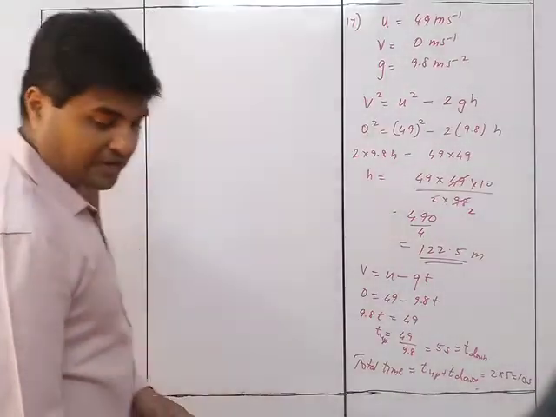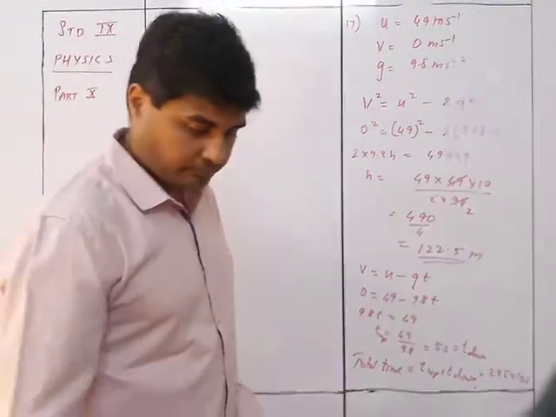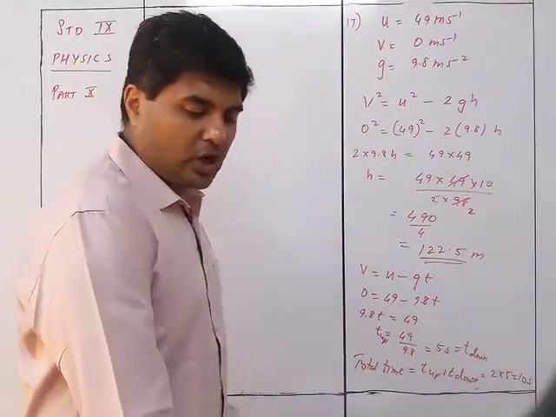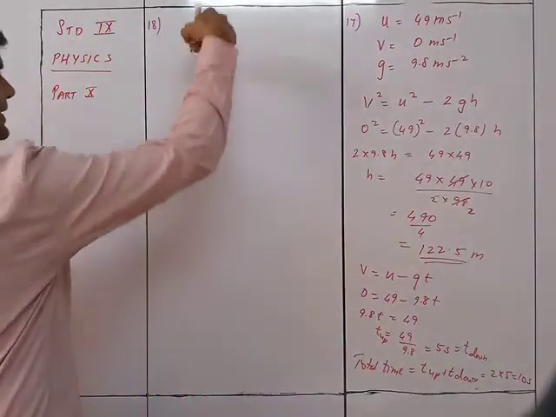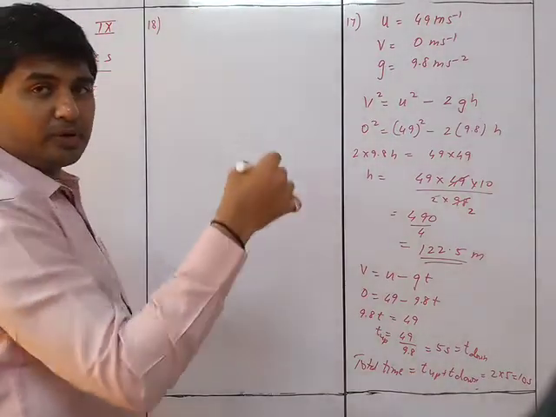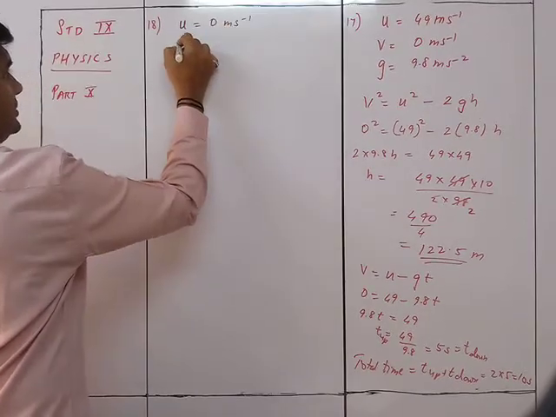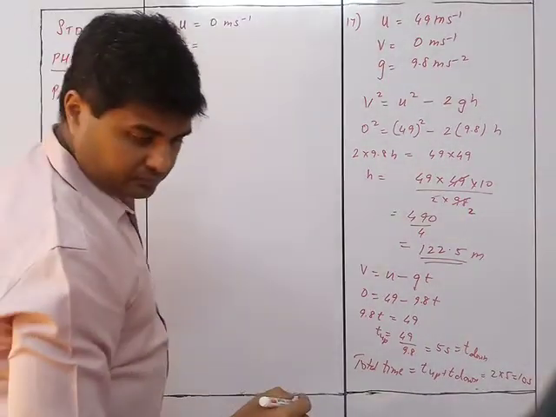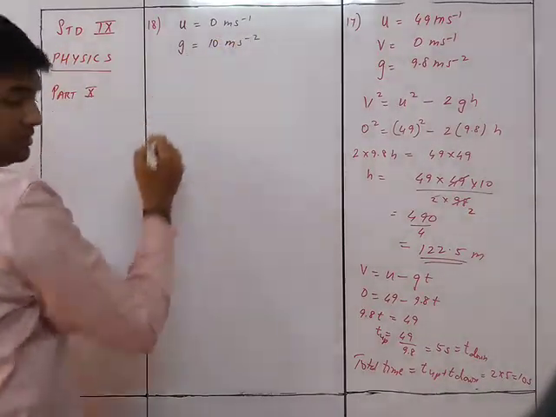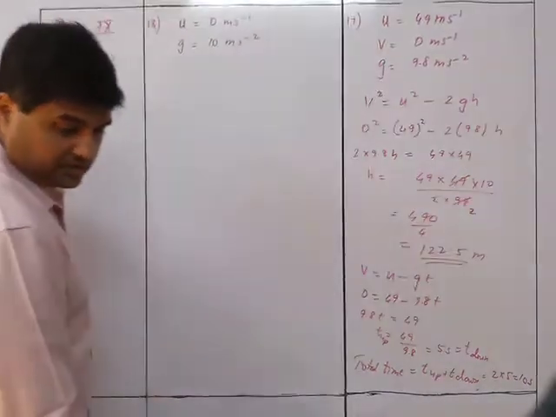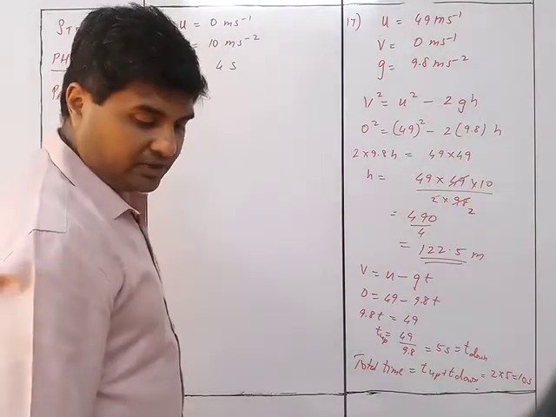We now move on to sum number 18. A stone is dropped freely from the top of a tower and it reaches the ground in 4 seconds. When you release a stone from the top of the tower, my initial velocity u is equal to 0 meter per second. G is given as 10 meter per second square, and t is 4 seconds. You need to find out the height of the tower.